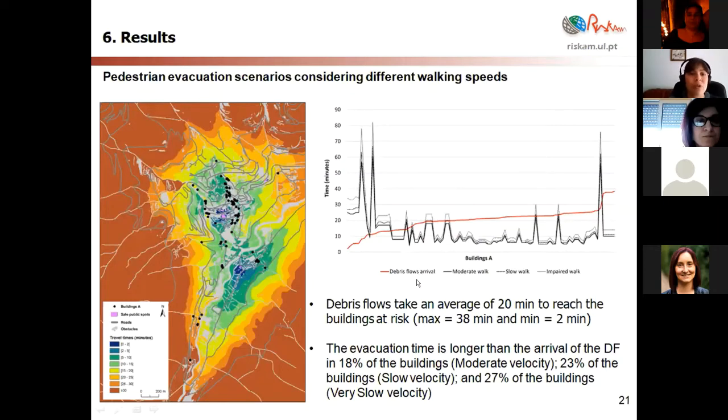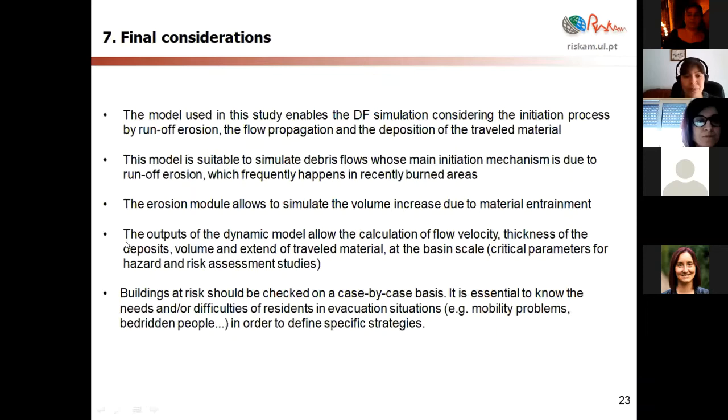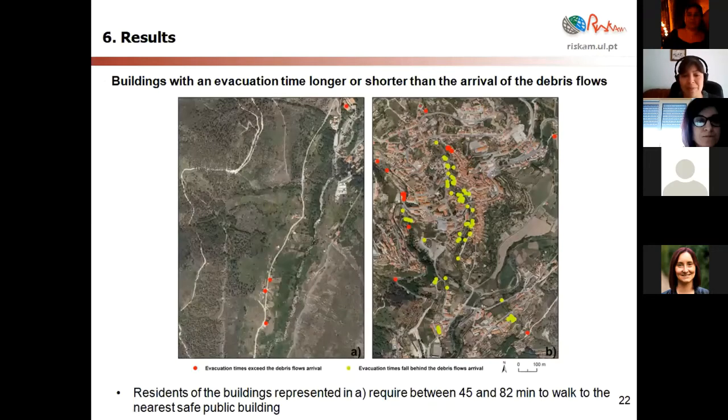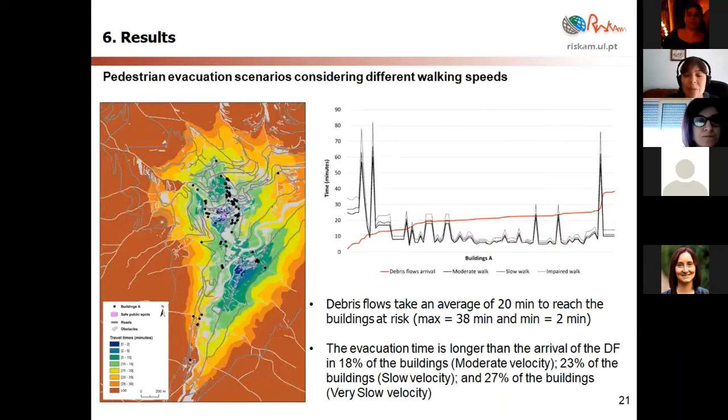So we performed the pedestrian evacuation scenarios considering different walking speeds: the moderate walking, the slow walking, and the very slow or impaired walking. And we found out that the debris flows take an average of 20 minutes to reach the buildings at risk, with a maximum of 38 minutes and a minimum of 2 minutes. So the evacuation time is longer than the arrival time for 18% of the buildings if we consider a moderate velocity, but these buildings increase to 23% if we consider a slow velocity, or even 27% if we consider the very slow velocity.